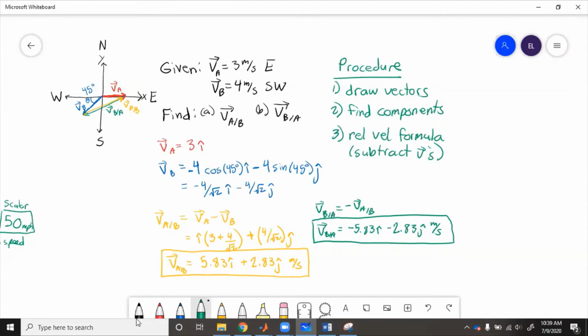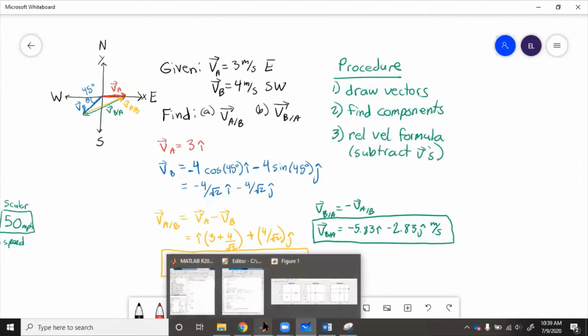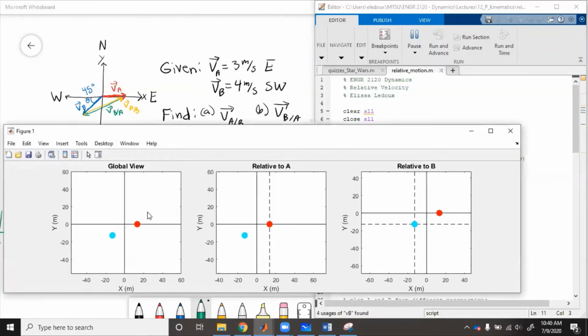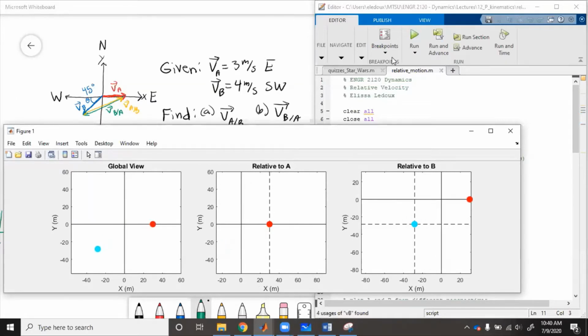And now let's look at a simulation of what this actually looks like. So you can see here, I put in velocity of Alice. First thing is the X component, second thing is the Y component. Then velocity of Ben. First entry is the X component, second entry is the Y component. We'll calculate velocities and then it will give us a visual. So if we run this, see global view, each of their velocities.